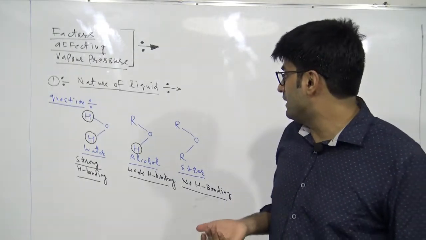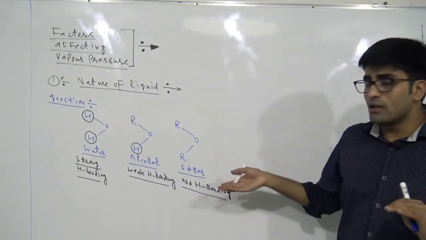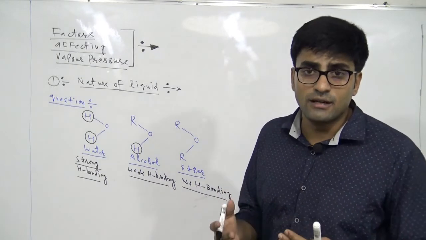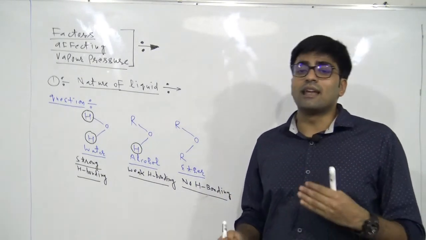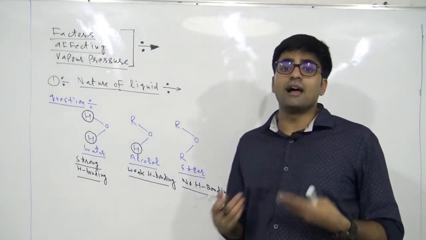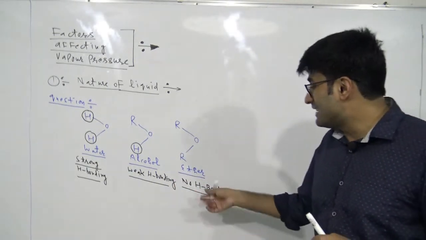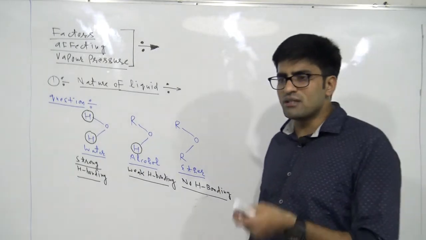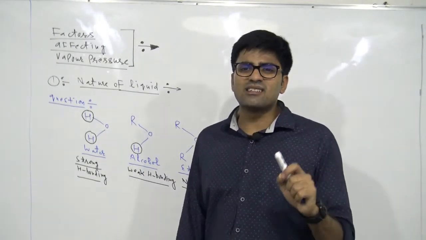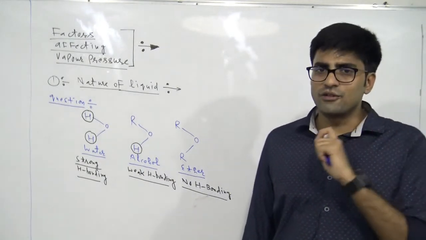Right? Yes or no? So that is why if I ask which one will have maximum vapor pressure, the one that can easily convert itself into vapors will have more vapor pressure. And which one can easily convert itself into vapors? Ether can easily convert itself into vapors. Why? Because ether has the weakest intermolecular forces, right?